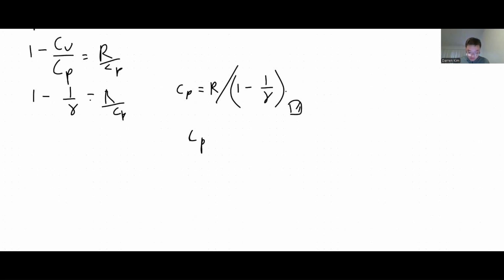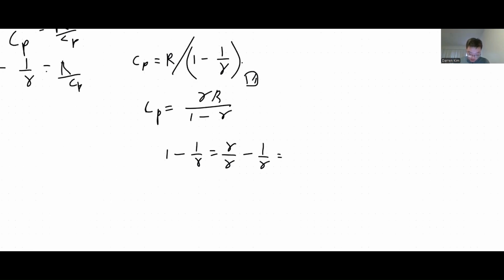Yeah, this equals alpha R divided by 1 minus alpha, I think. Because 1 minus 1 divided by alpha equals alpha minus 1 over alpha. And you can see that I did it wrong. Alpha, and this should be 1. Yes, that is correct.